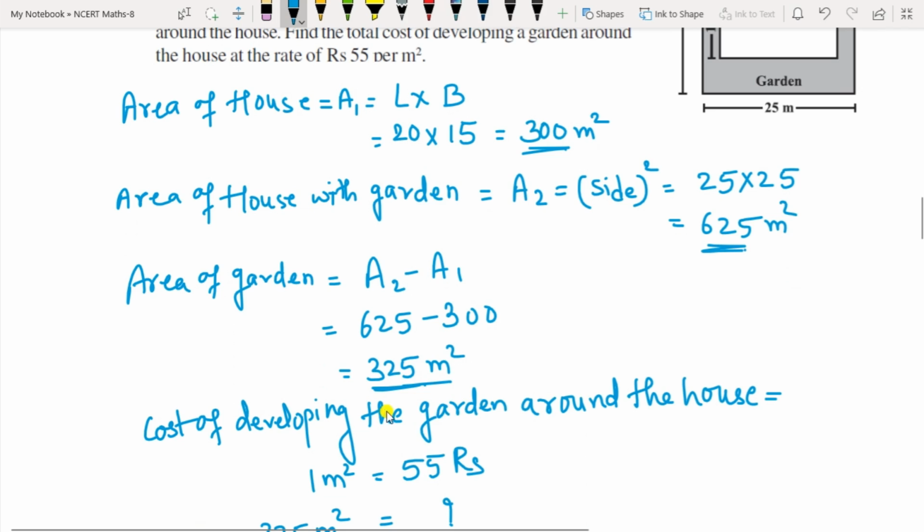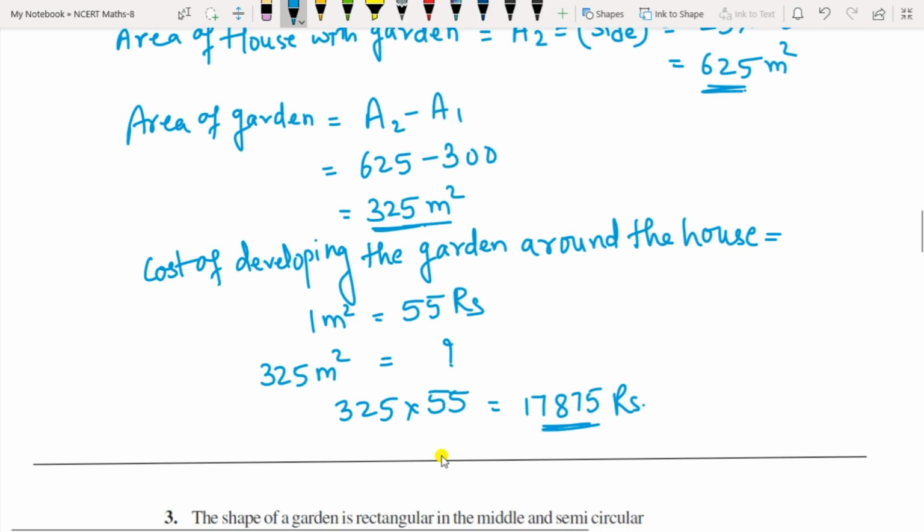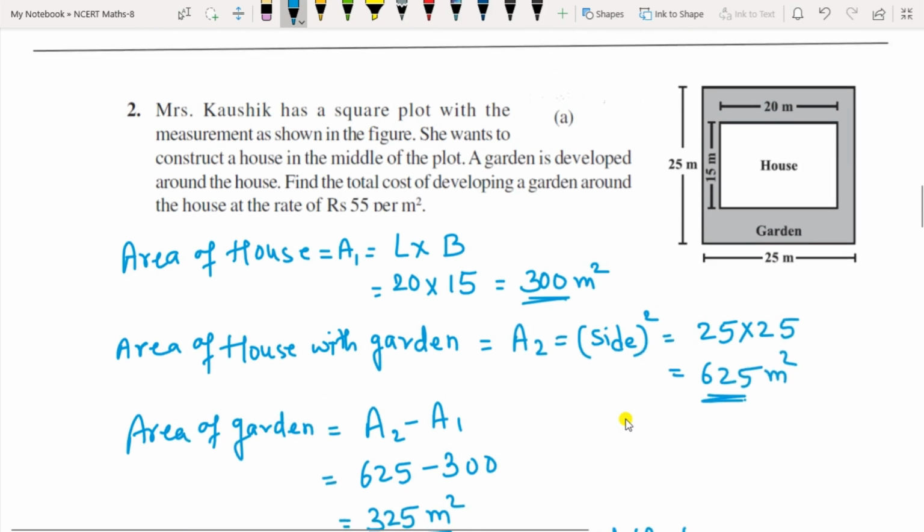The cost of developing the garden will be, 1 meter square is 55 rupees. So for 325 meters square, how much? So that is 325 into 55. It gives you 17875 rupees. So that is the cost of developing the garden in that particular area.